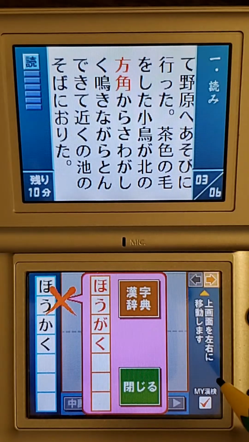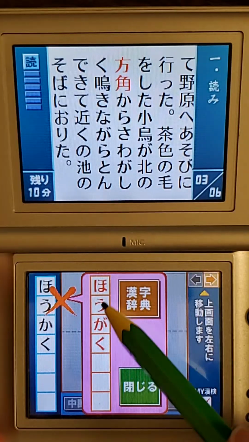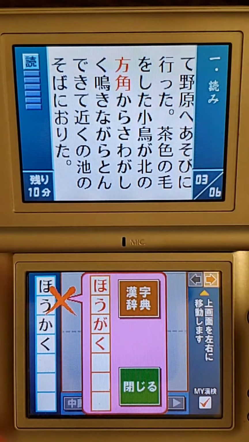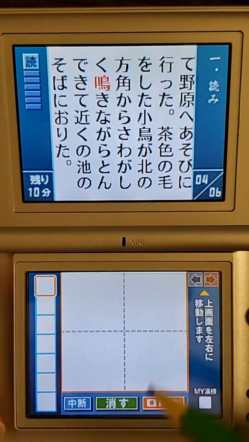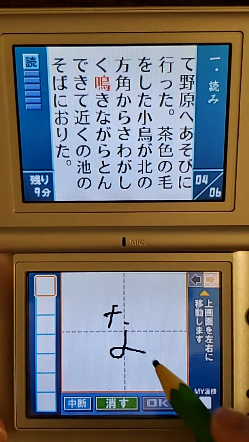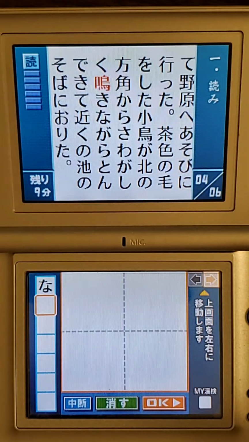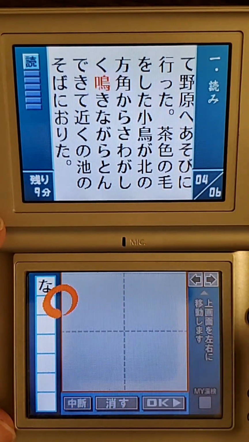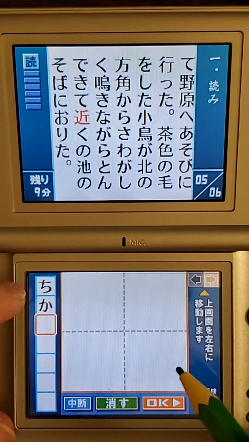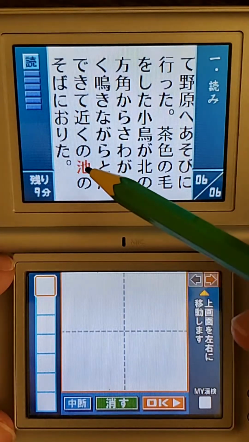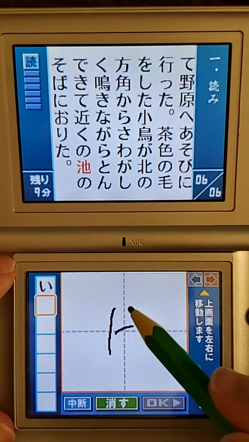So I'll put it in my Kanken, and then I'll study it next time when I'm reviewing questions. Hogaku. Okay. This is naki, like crying for animals. This is the kanji for animals when they cry or speak, I guess. Chikaku, close by. And ike, or lake or pond.